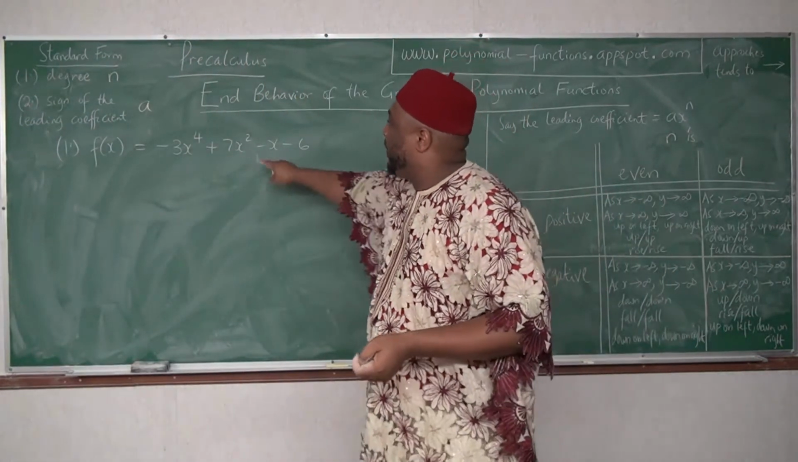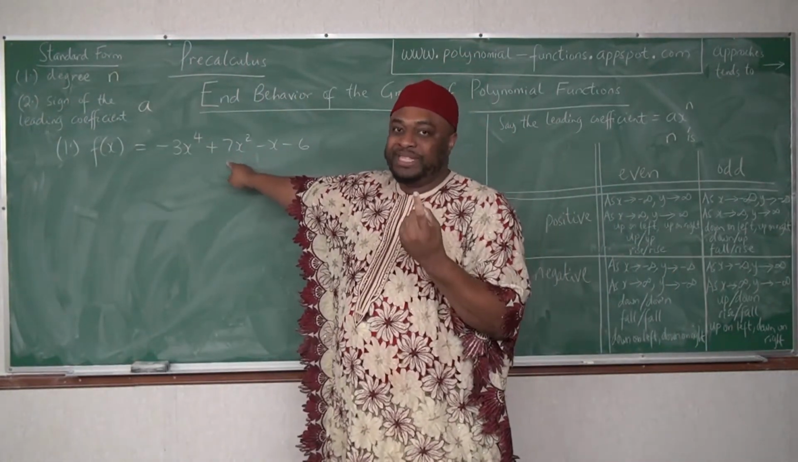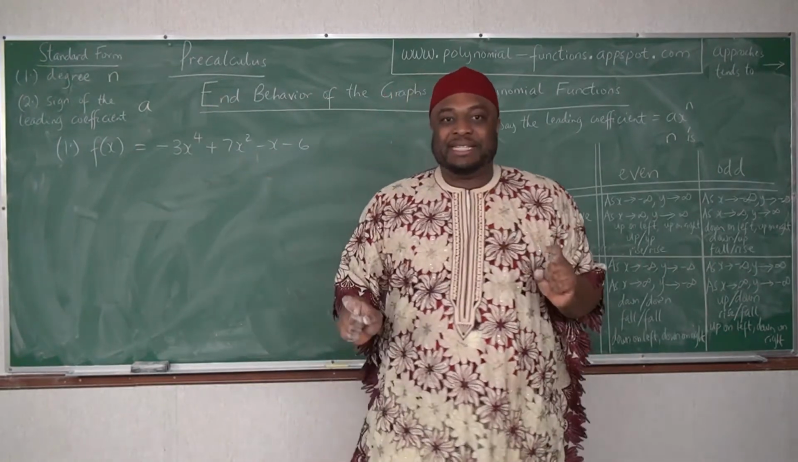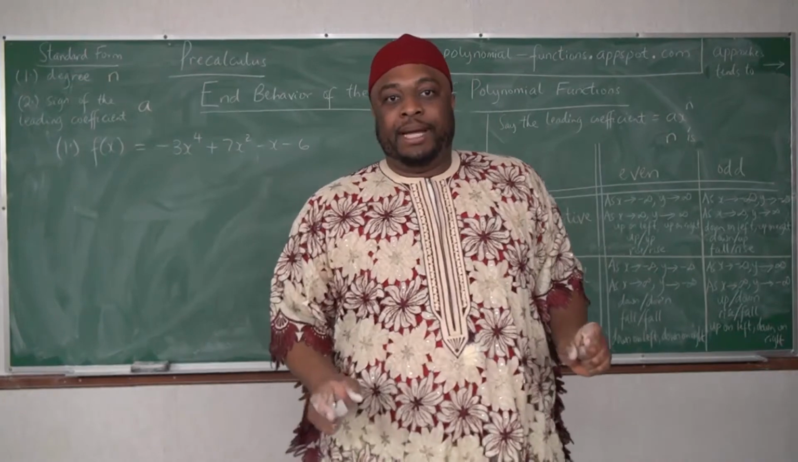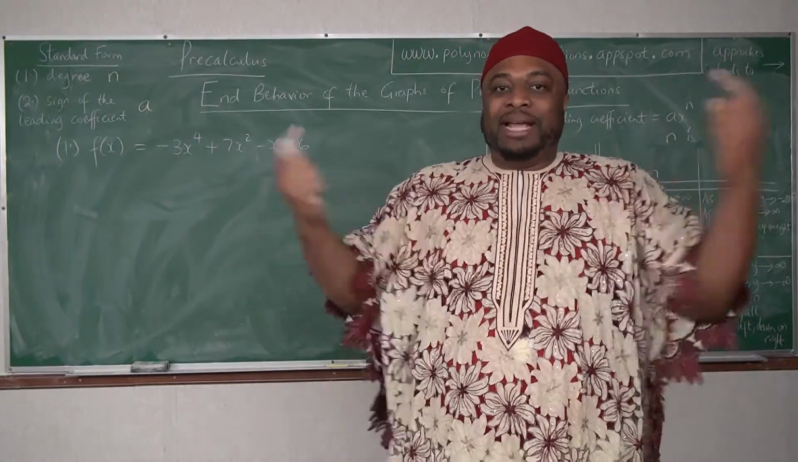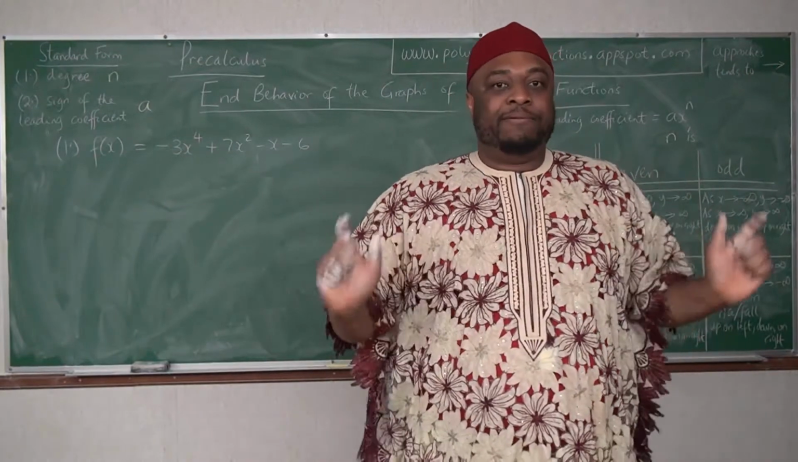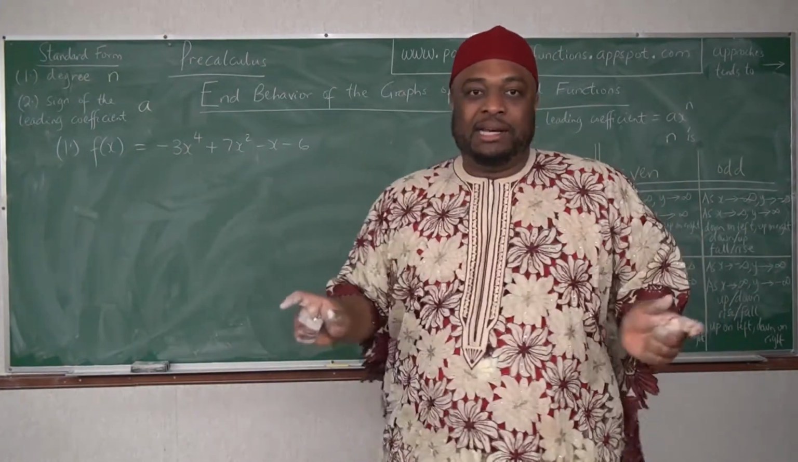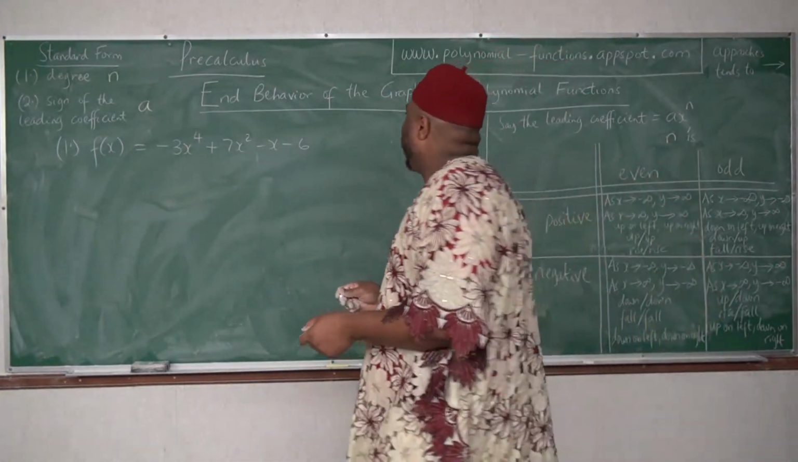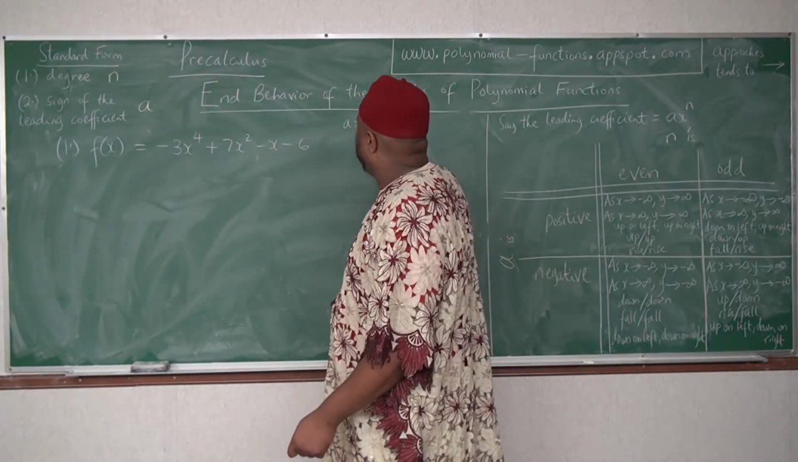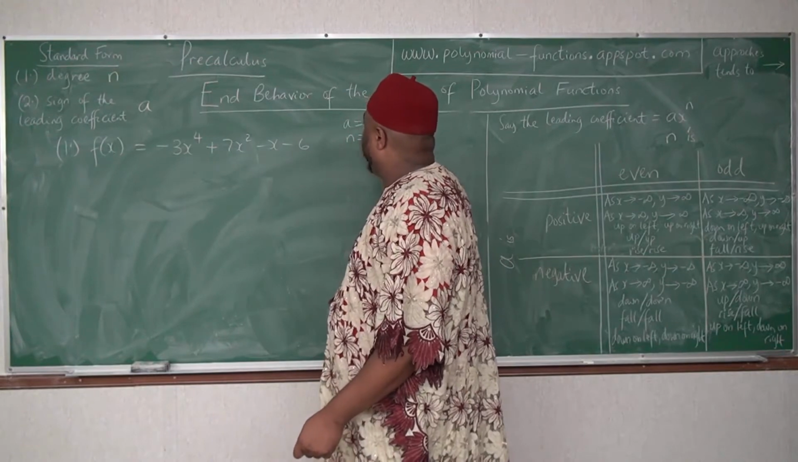It is incomplete because the x cubed term is missing. That is why it's incomplete. However, we don't care whether it's incomplete or complete. We just want to know, is it in standard form? Yes, it is in standard form. What is the leading coefficient? A is negative 3. What is the degree? It is 4.